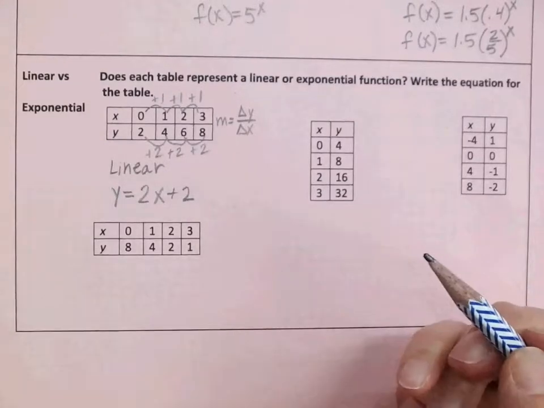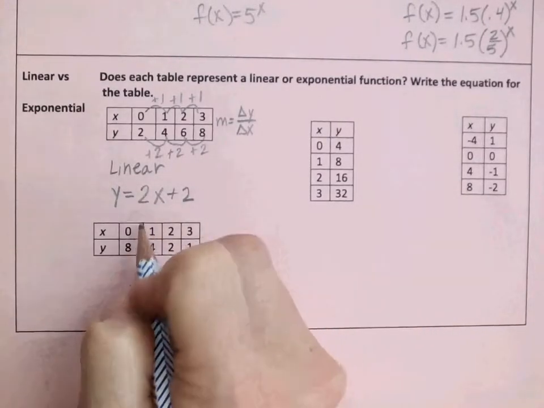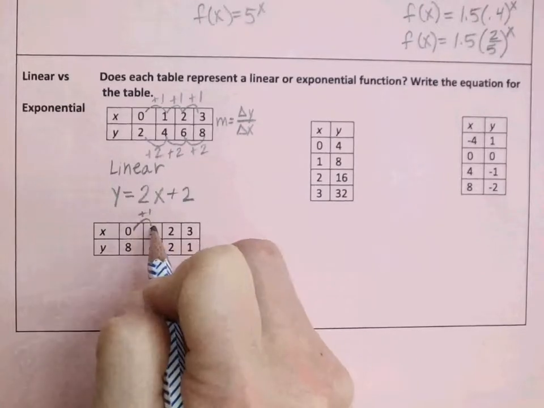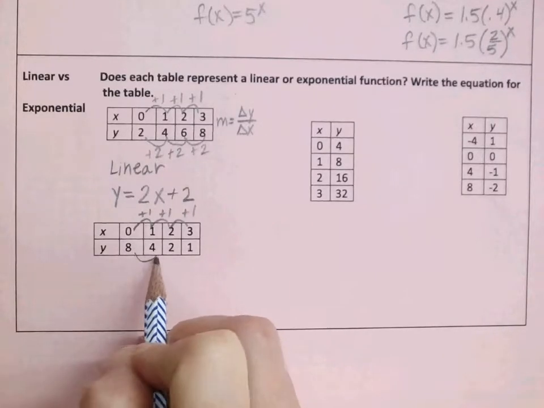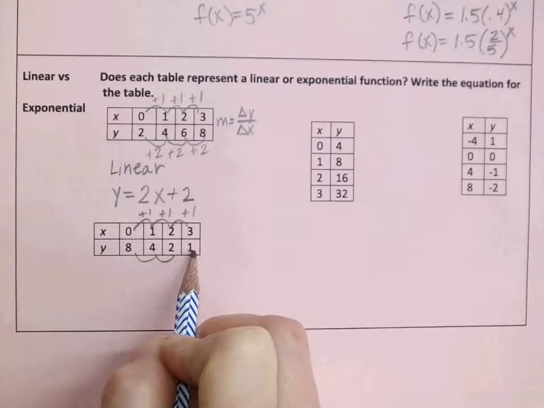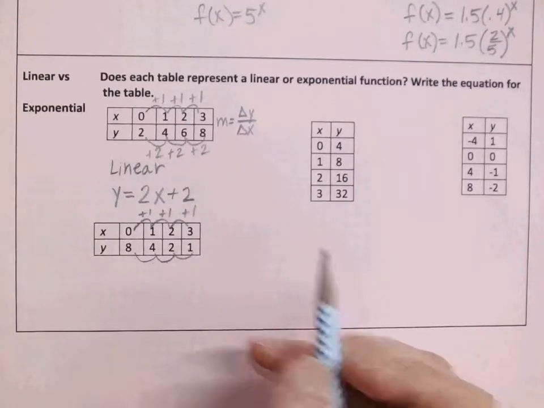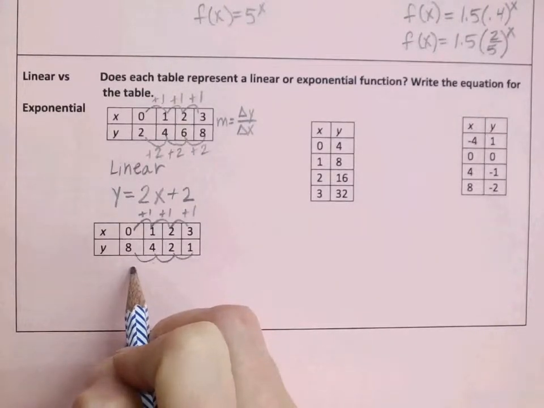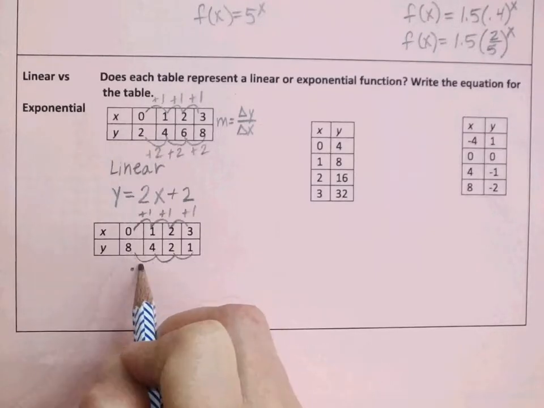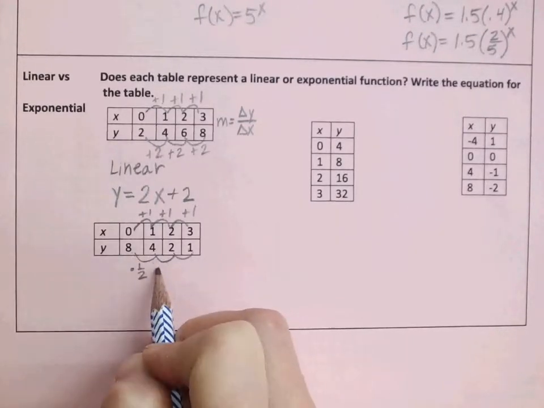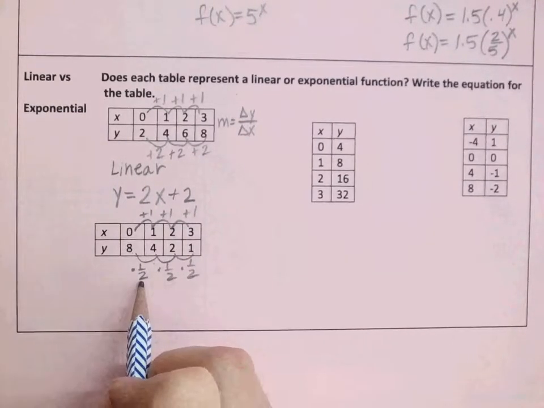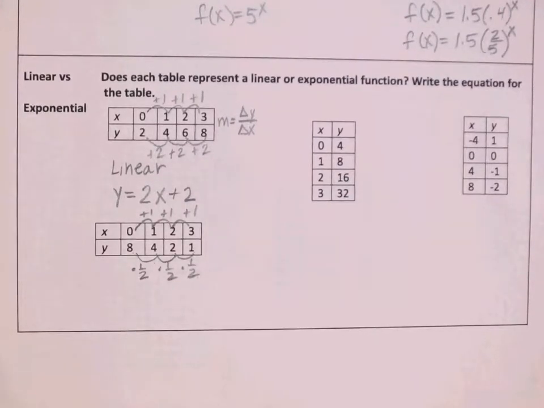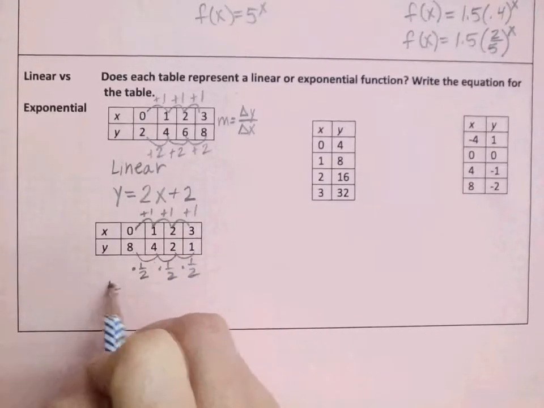Let's go below to the next one. Again, let's see how it changes. Our x-coordinates, we add 1 each time. Our y-coordinates, we're subtracting 4, subtracting 2, subtracting 1, but that's not a constant rate of change. But what I can notice is I can multiply 8 times 1/2, 4 times 1/2, 2 times 1/2 to get the next term. And so now I have a constant ratio, that constant factor that we multiply by. And so this tells me that this is exponential.